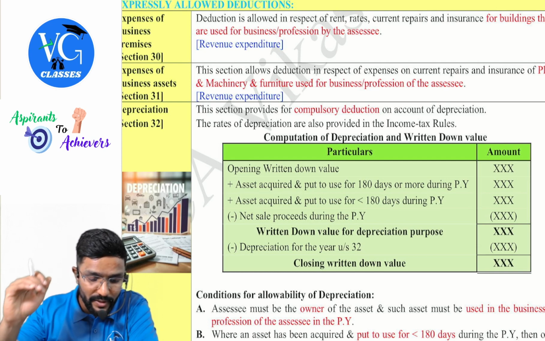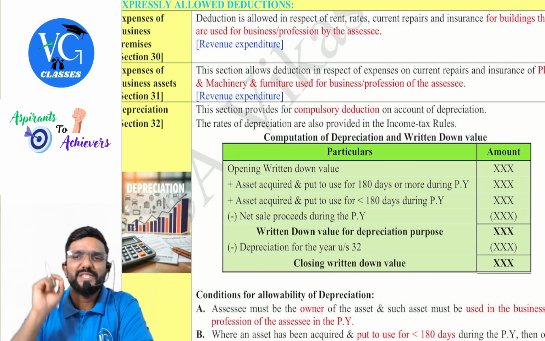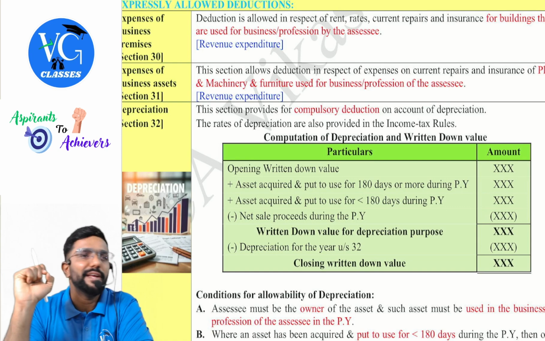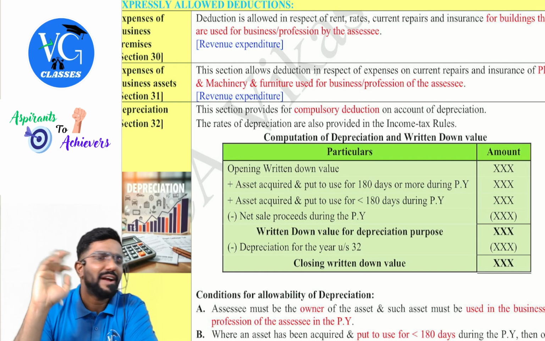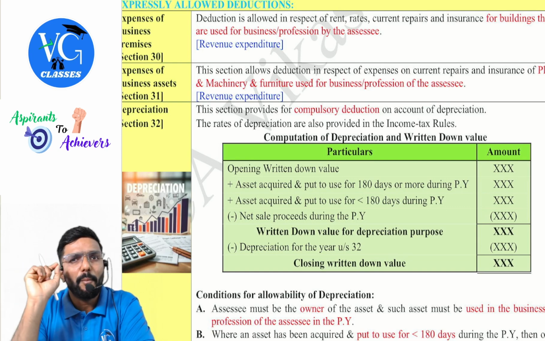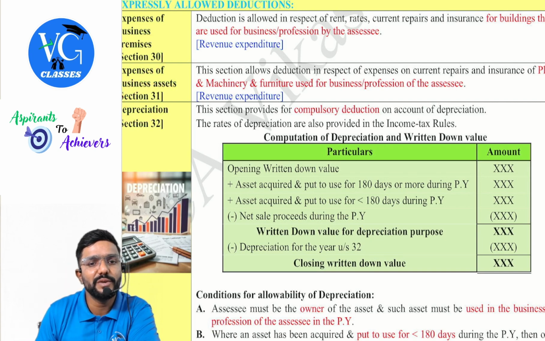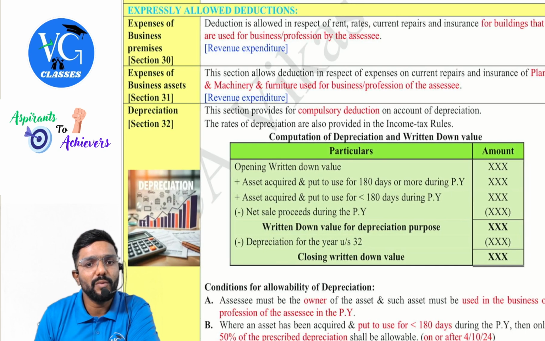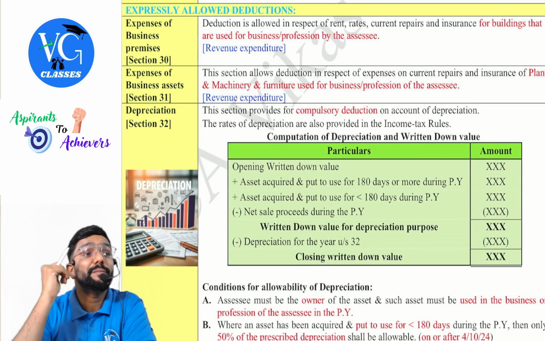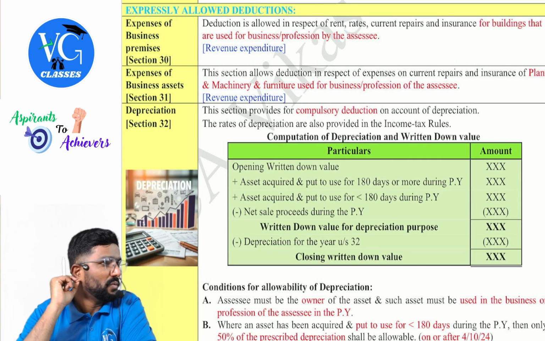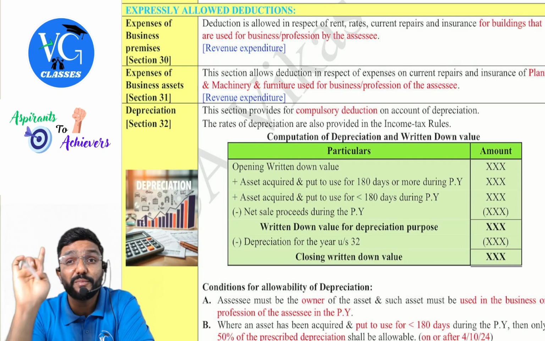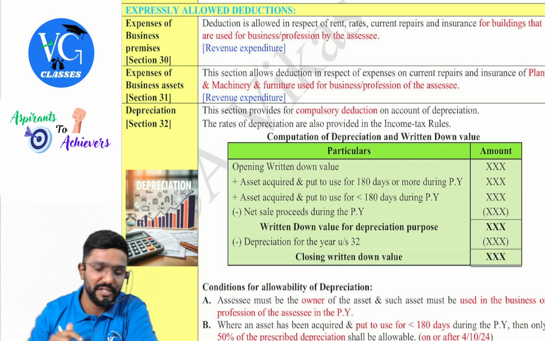Yes, sir. Expenses of business premises. Business premises here is nothing but the building where the business is carried on, guys. It might be a factory building or office building. But whatever expenses are covered under section 30 as well as 31 is only revenue expenditure. Sir, what if it is capital? On that you will claim depreciation under section 32. Whatever is covered in sections 30 and 31 is specifically only revenue expenditure, guys.